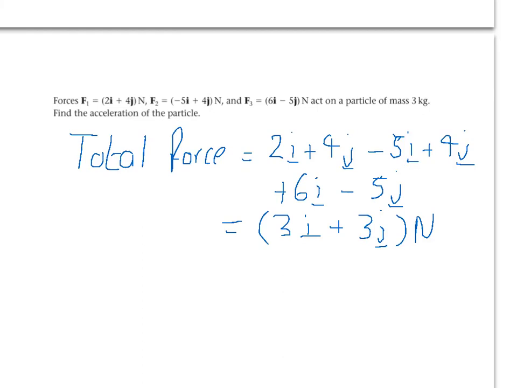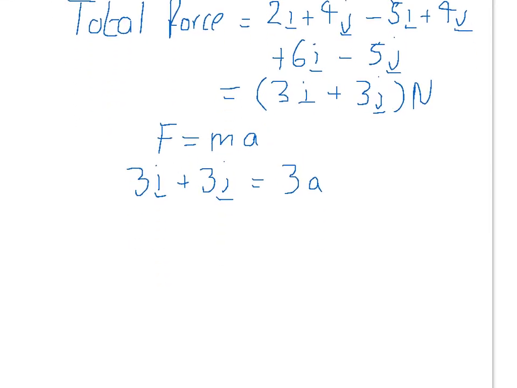Now, using the equation F equals ma, we can find out what the acceleration of the particle is. So the force is 3i plus 3j. The mass is 3, times the acceleration. So to find out what the acceleration is, we divide through by 3. So 3i divided by 3 is i, and 3j divided by 3 is j. ms^-2 equals the acceleration.